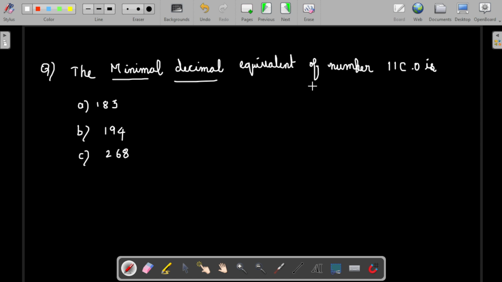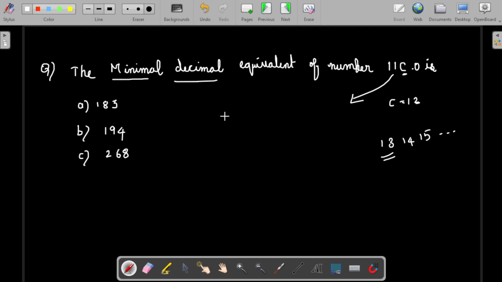Let me go through the answer. They're asking about the constraint: what is the minimal? From the given number, C is there. In hexadecimal, C is equivalent to 12, right? So the minimal means the number next to this will be the minimal base. This number can be represented in any base above this one, like 13, 14, 15, up to infinity. But the minimal base is 13. So if we consider the base as 13, then we get the minimal answer.